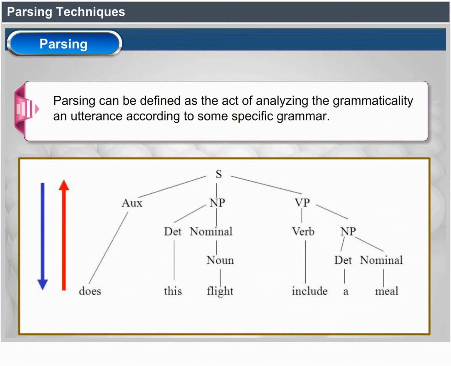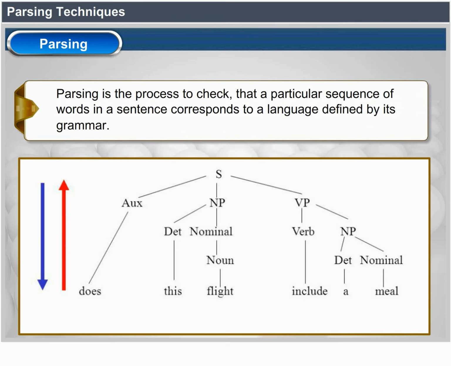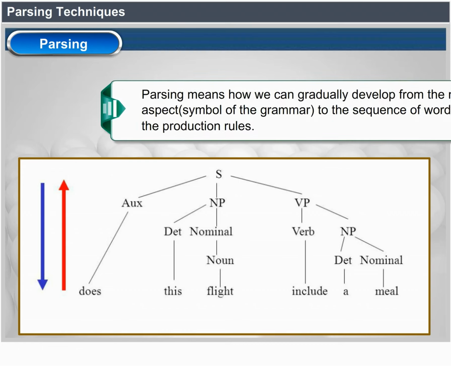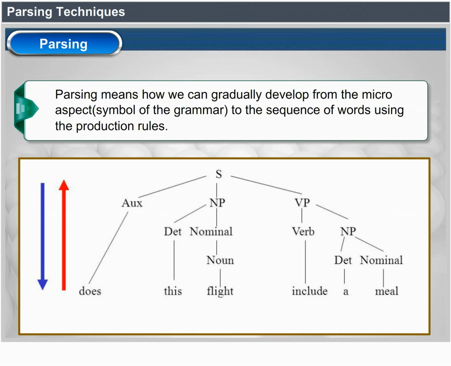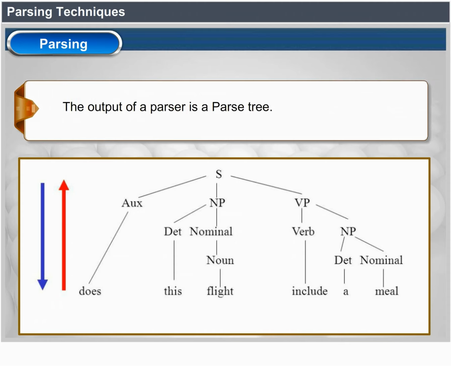Parsing can be defined as the act of analyzing the grammar of an utterance according to some specific grammar. Parsing is the process to check that a particular sequence of words in a sentence corresponds to a language defined by its grammar. Parsing means how we can gradually develop from the micro aspect, the symbols of the grammar, to the sequence of words using the production rules. The output of a parser is a parse tree.